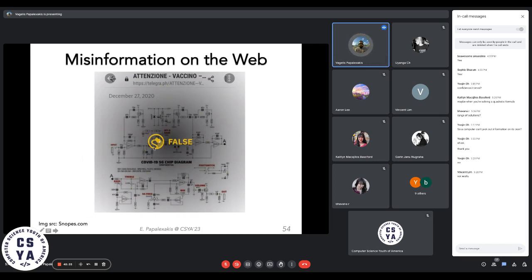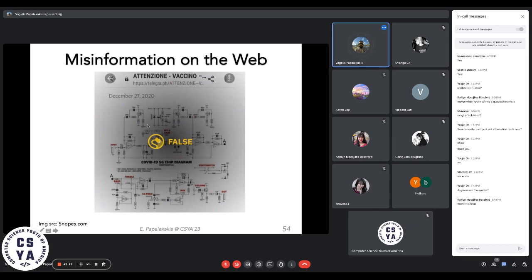Does anybody know what this is supposed to be? Any guesses? No, just the whole thing, like this whole picture. Oh yeah, Caitlin got it, exactly. So this is supposed to be the 5G chip that was included for free in the COVID-19 vaccine. And this is supposed to be a diagram, right? And clearly, because I got the image from Snopes.